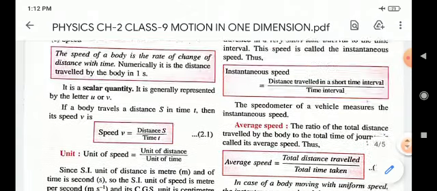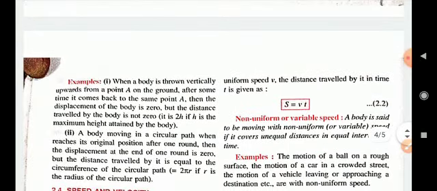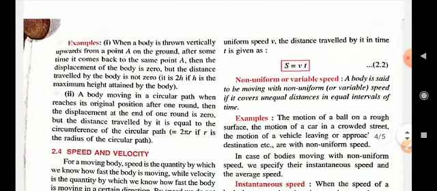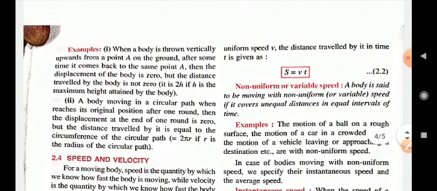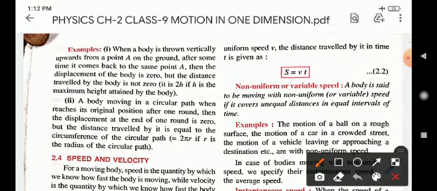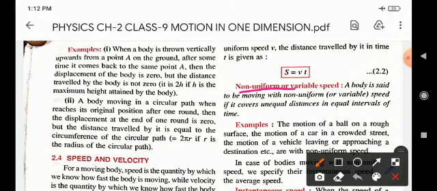Okay children, next, non-uniform or variable speed. A body is said to be moving with non-uniform or variable speed if it covers unequal distance in equal intervals of time. Time is different, distance is different, then it is called non-uniform or variable speed.